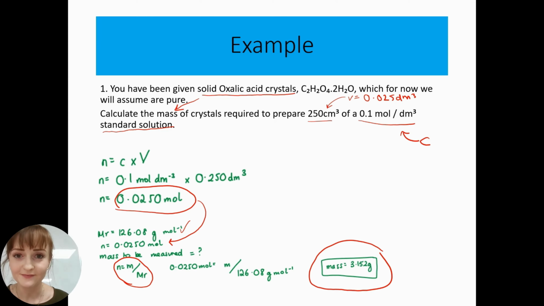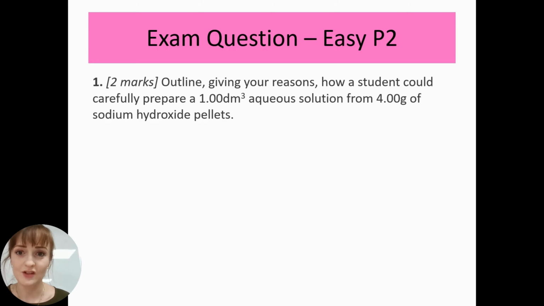The second question we're going to discuss is an actual past IB question. This question is worth 2 marks. So again, if you want to pause this video and set a timer for 3 minutes, you can attempt this question before I discuss it. So you're asked to outline, giving your reasons, how a student could carefully prepare a 1 decimeters cubed solution from 4 grams of sodium hydroxide pellets.